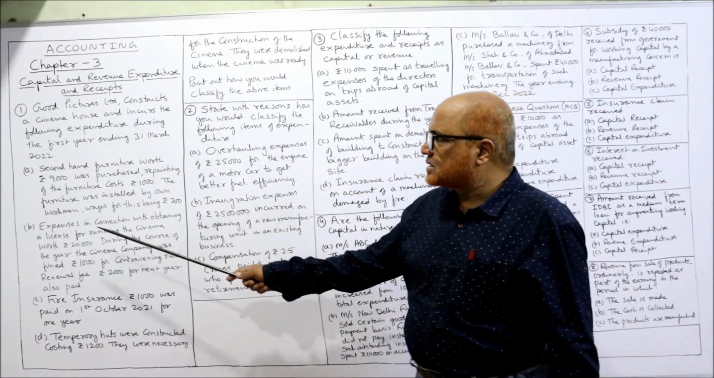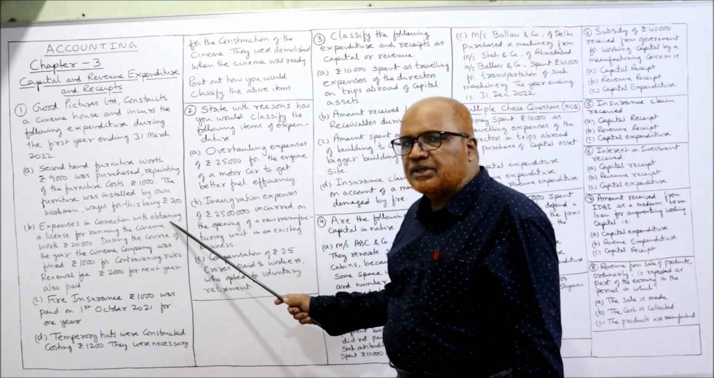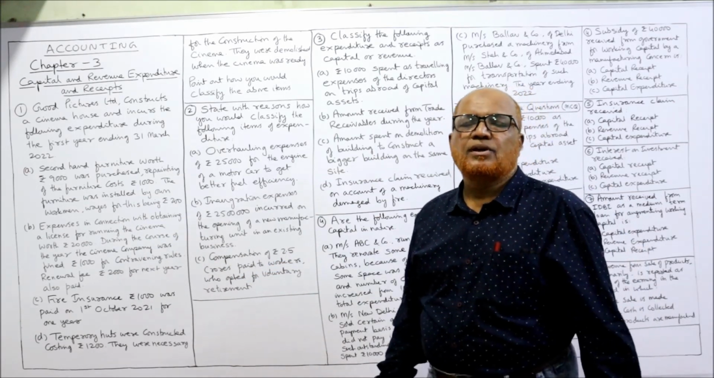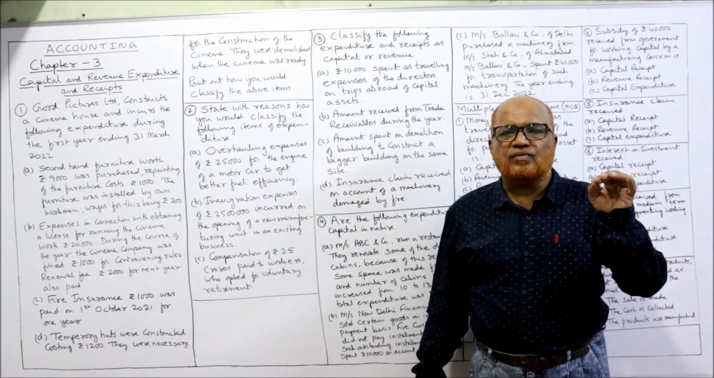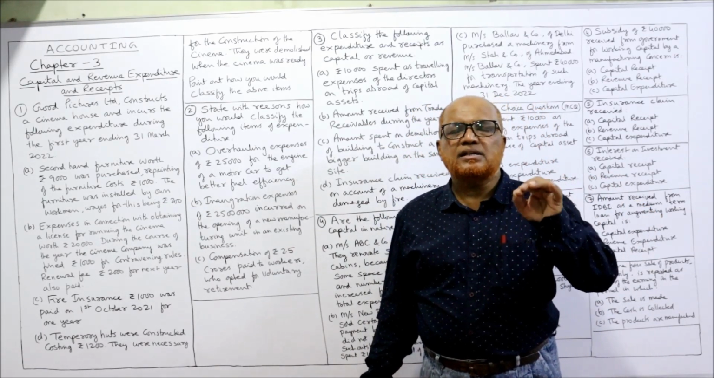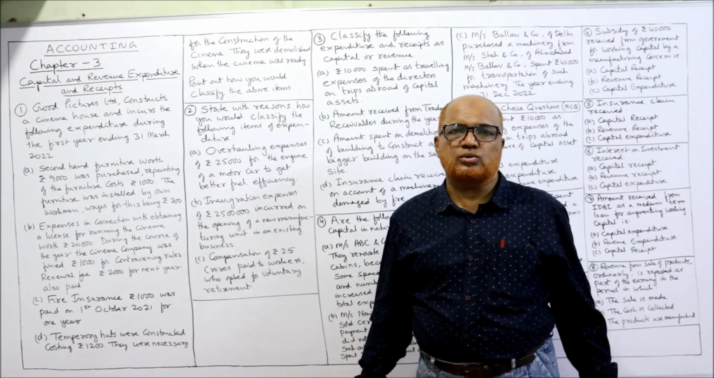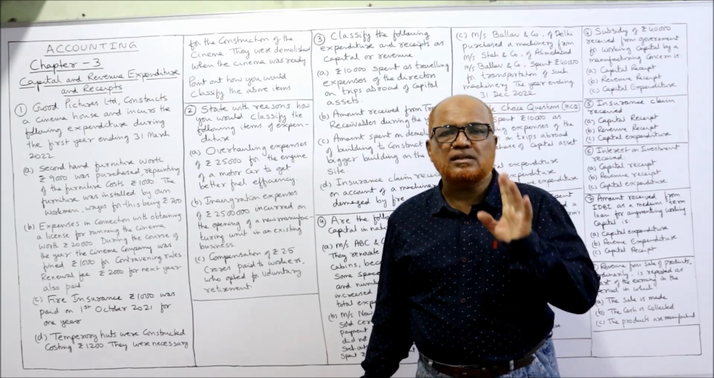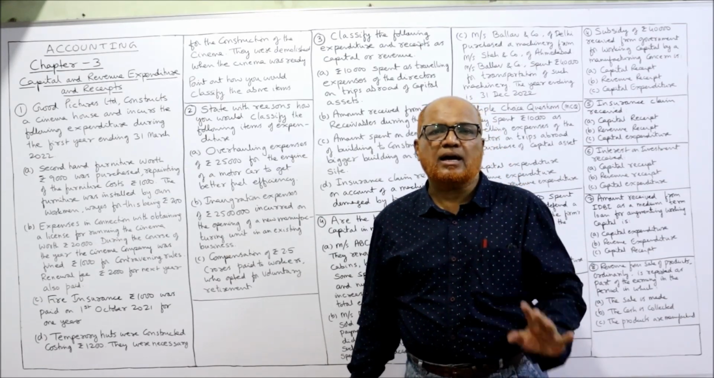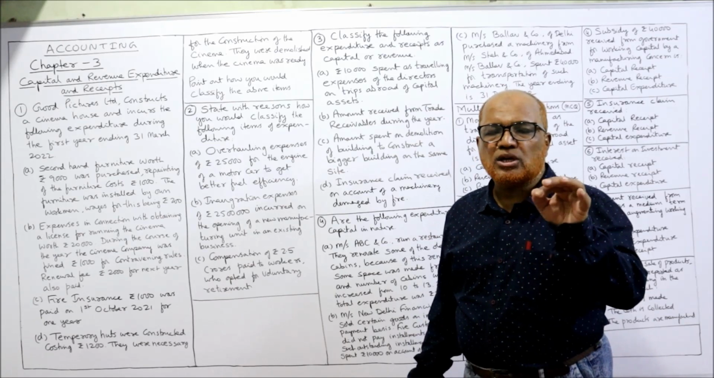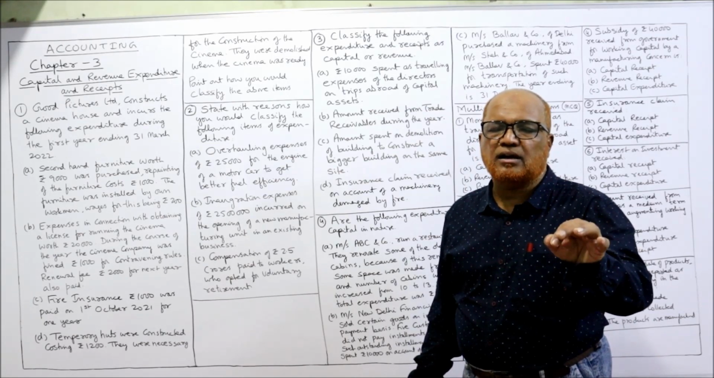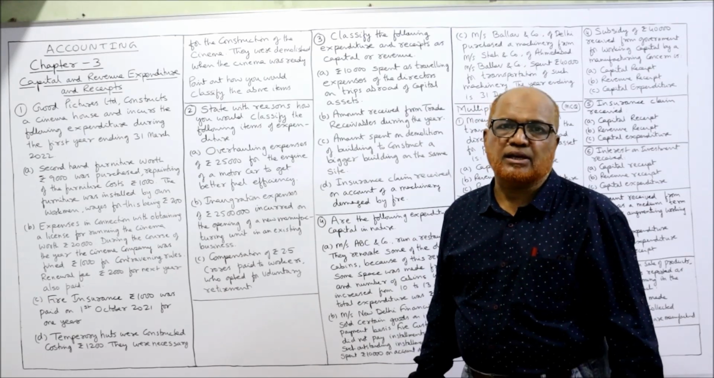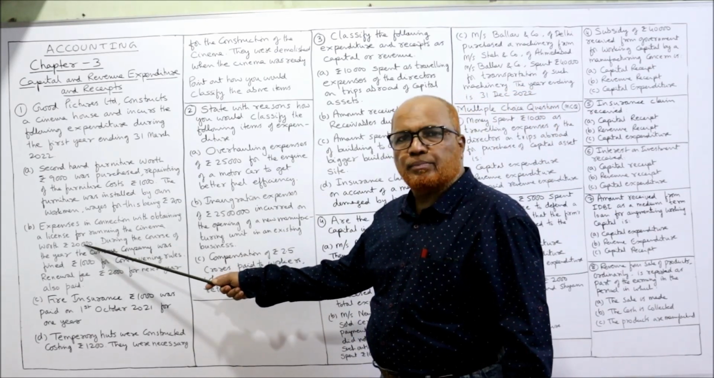That's it. Next, expenses in connection with obtaining a license for running the cinema, worth rupees 20,000. Without obtaining the license from the government, the person cannot start running the cinema house. So for running the cinema house, the license is compulsory, and it has to be acquired. The expenditure incurred on acquiring the license is a one-time expenditure. It's a capital expenditure. So this 20,000 is a capital expenditure.